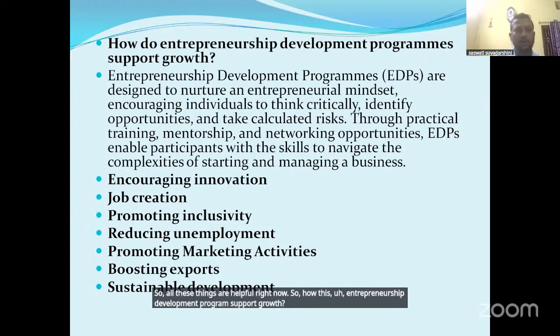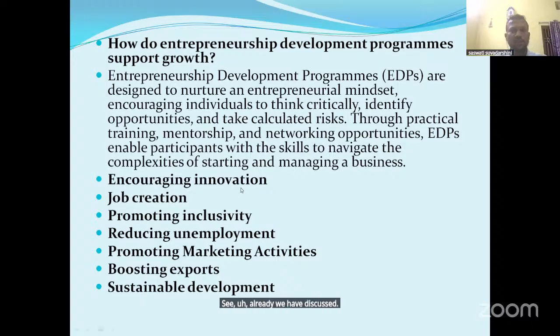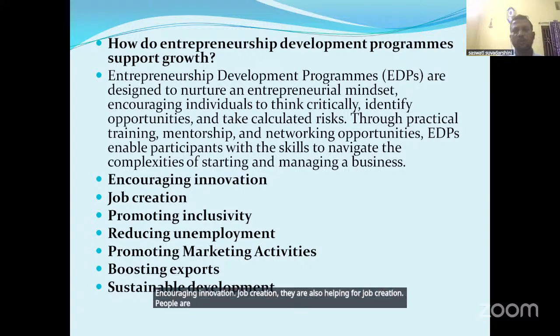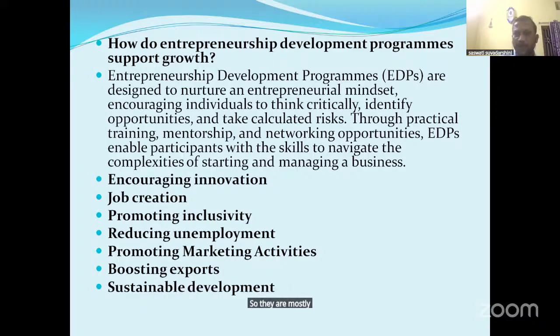See, already we have discussed encouraging innovation, job creation. They are also helping with job creation. People or students are not going only for government jobs or private jobs. They will start their startup. So EDP is focusing on this aspect. So they are mostly trying to find out.